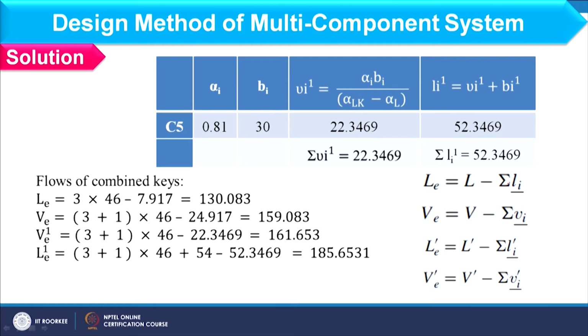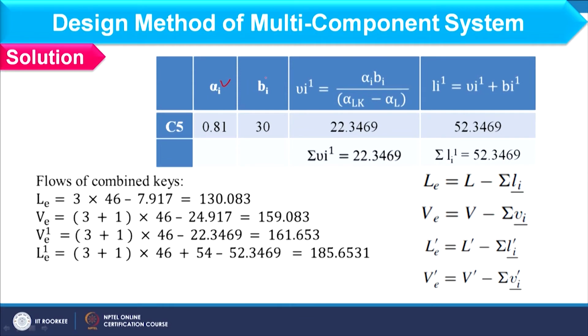And in a similar line we can find out the limiting rates of non-heavy key, as C5 is the only component available in that category. So, we can find out alpha I for that, and Bi, which is given as 30 in the table, and here we have Vi dash, this is not 1. So, you consider all these as prime or dash. And here you can find out the Vi prime as this, and then we can simply add 30 to this to find out this value. So, summation you can find like this.